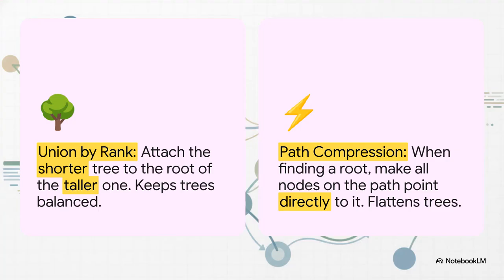Meet our 2 heroes, union by rank and path compression. With union by rank, the rule is simple. When you merge 2 groups, the shorter one always joins the taller one. This prevents those long, stringy chains and keeps our trees nice and bushy.